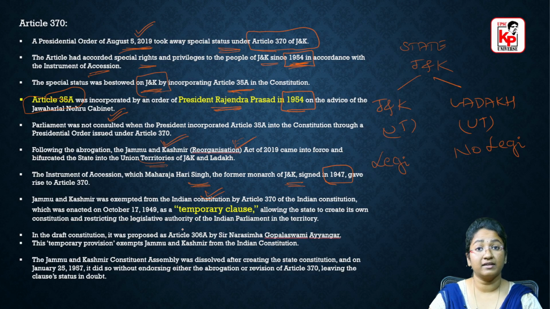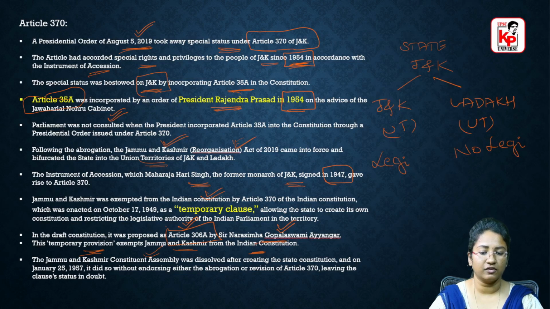And in terms of our draft constitution, as we know, we initially had a draft constitution. In our draft constitution, it was proposed as Article 306A, and this was proposed by a person called Sir Narasimha Gopalaswami Iyengar. And this temporary provision exempts Jammu and Kashmir from the Indian Constitution.